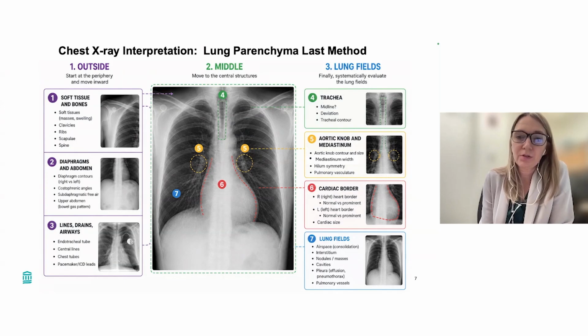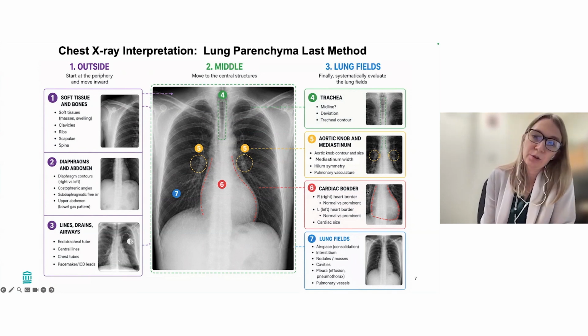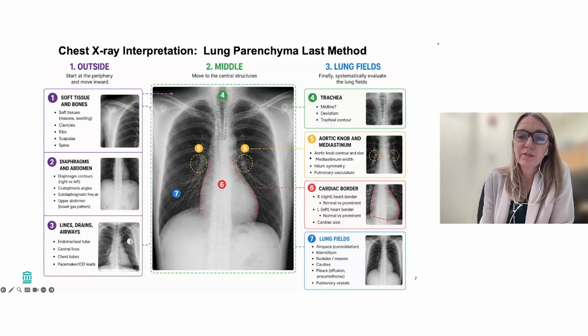You can then continue down and look at the cardiac silhouette. Are the right and left heart borders clear? Are either of the heart borders obscured by infiltrate? Is the heart normal size? And then after you've assessed all of this, you can finally move on to the lung fields themselves, where you will look for everything listed here and many of the findings we will discuss during this talk.